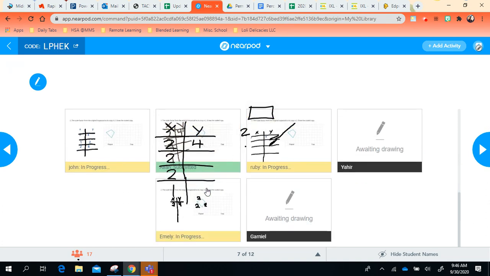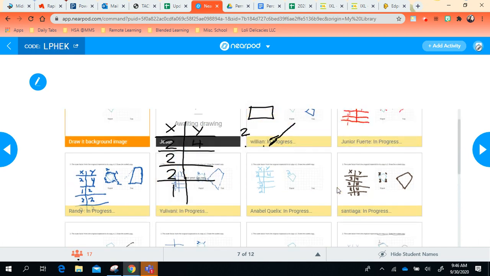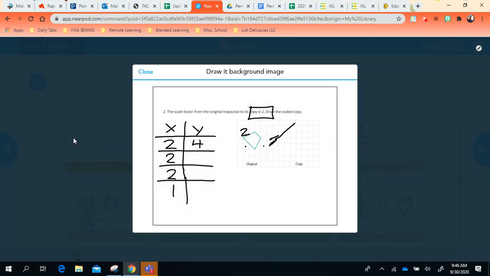Yair, I don't see yours. Emily, yours looks good. Jesus, no, you just gotta erase the bottom one.